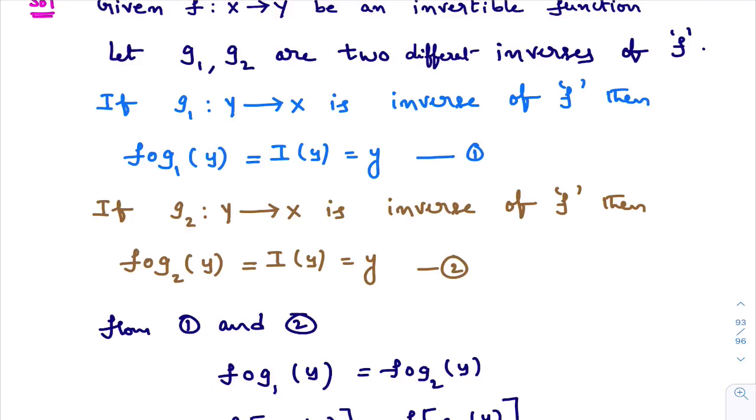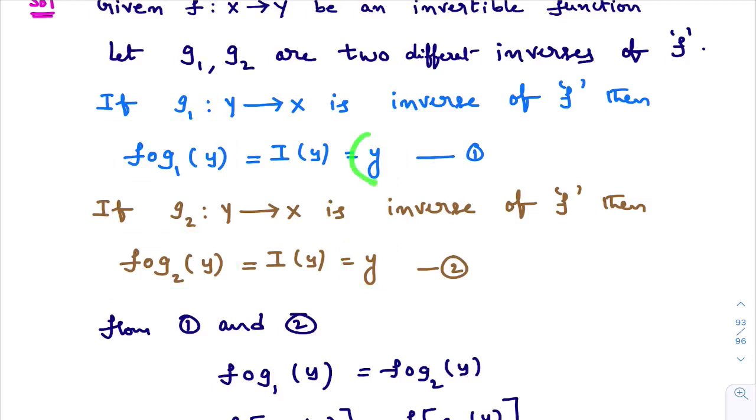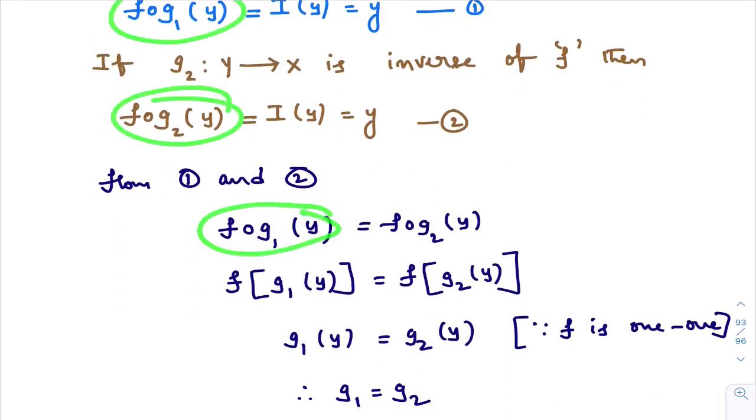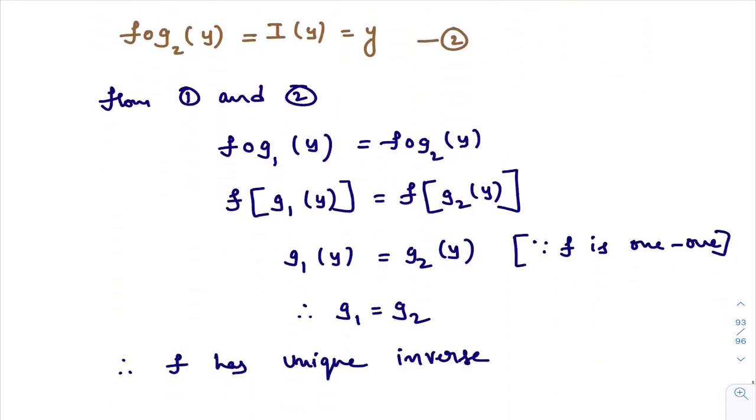You observe this equation 1 and equation 2. In equation 1, y is there. In equation 2 also, y is there. As this is y, I can equate these two. Please try to understand, because I want to prove that g1 equals g2, that they are not different, they are the same. So from 1 and 2, both are y, so I can equate these two. So I'll write here: f circle g1 of y equals f circle g2 of y. I hope you are understanding.